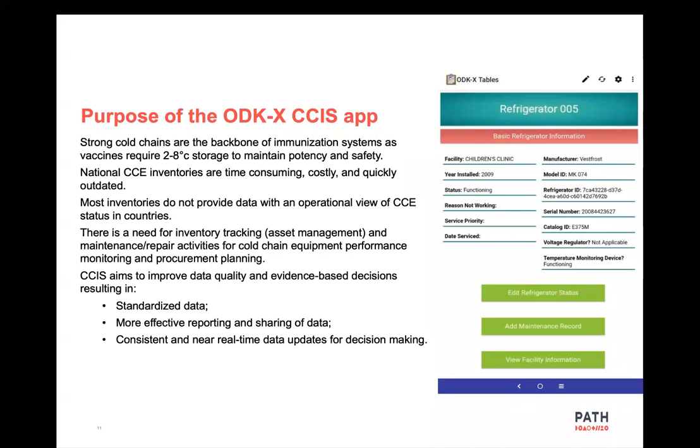At the bottom there's the standardized data, getting more effective reporting and sharing of data, not just reporting up to the central or national level people, but pushing data back down to the cold chain technicians to make it useful, and having that be consistent and near real time. Also, interoperability was a big thing. And so the CCIS is using a lot of the same data standards as DHIS2 and other platforms out there so that we can make sure that data is interchangeable. Next slide, please.